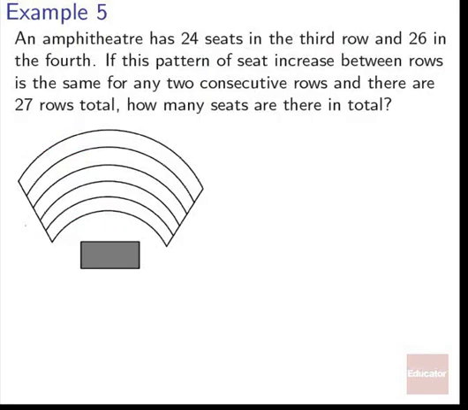All right, and we're ready for our fifth and final example. An amphitheater has 24 seats in the third row, 26 in the fourth. If this pattern of seat increase between rows is the same for any two consecutive rows, and there are 27 rows total, how many seats are there in total?